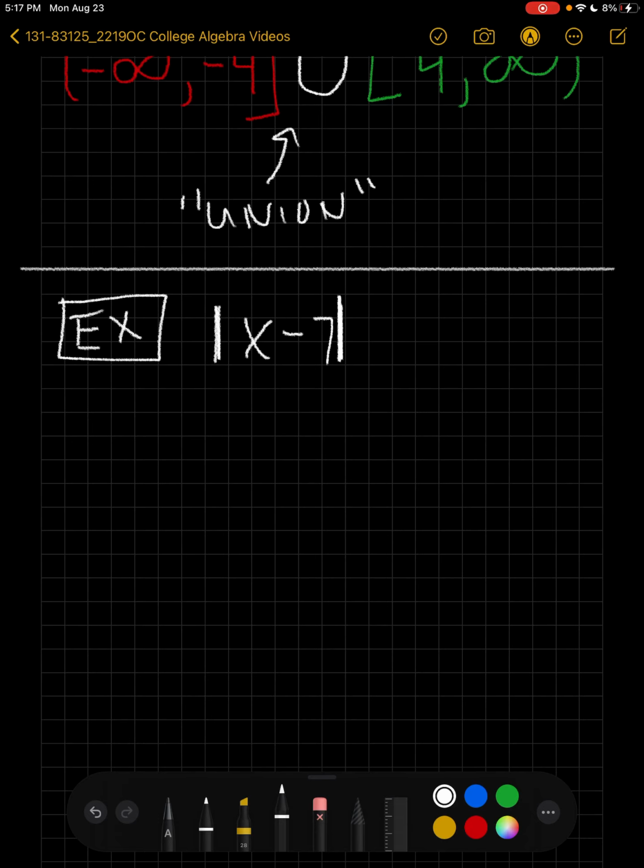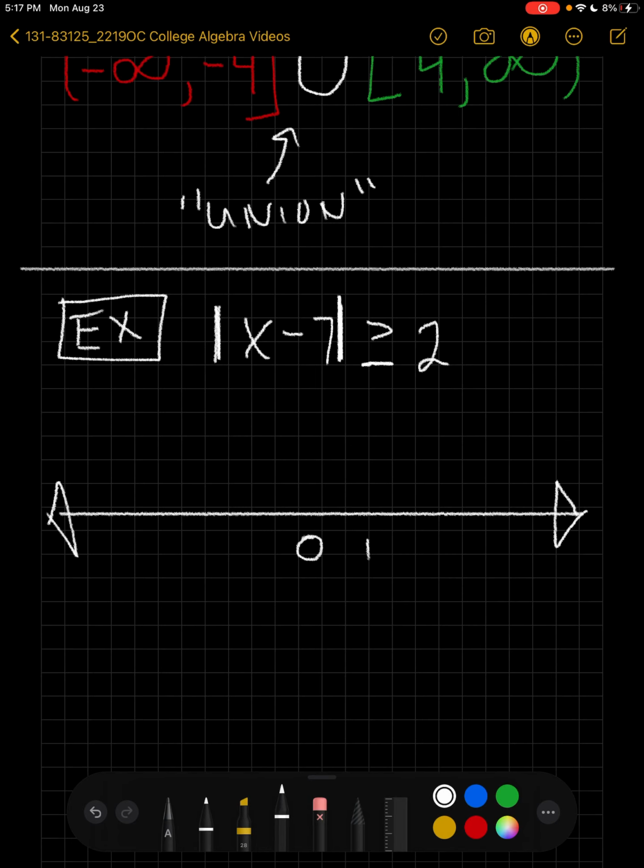So now let's try this. The absolute value of x minus 7 is greater than or equal to 2. So we have a pretty good idea, based on our other examples, of what to do. We can start off with our number line. And this symbol is telling me I'm looking for things that are farther away from 0 than 2 units, or are exactly 2 units away from 0. So I'm going to look at the positive direction. I'm going to say, well, 2 is 2 units away from 0.